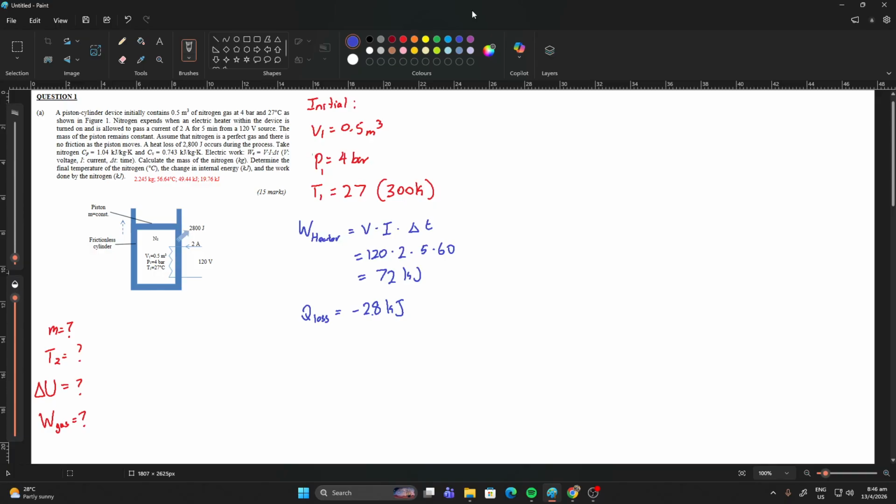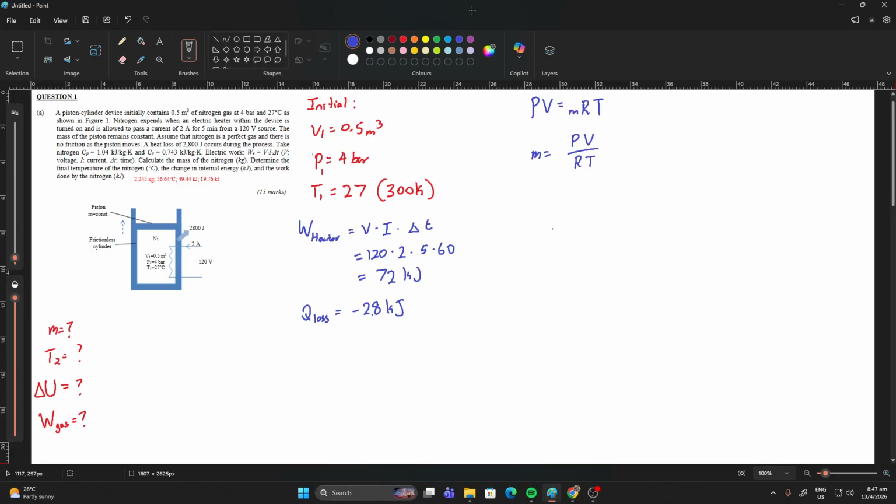M. How do we find M? Right off the bat, we know that PV equals mRT. In thermodynamics, this equation is your best friend. Alright, so they want us to find M, so let's isolate the M. PV over RT gives you the mass.